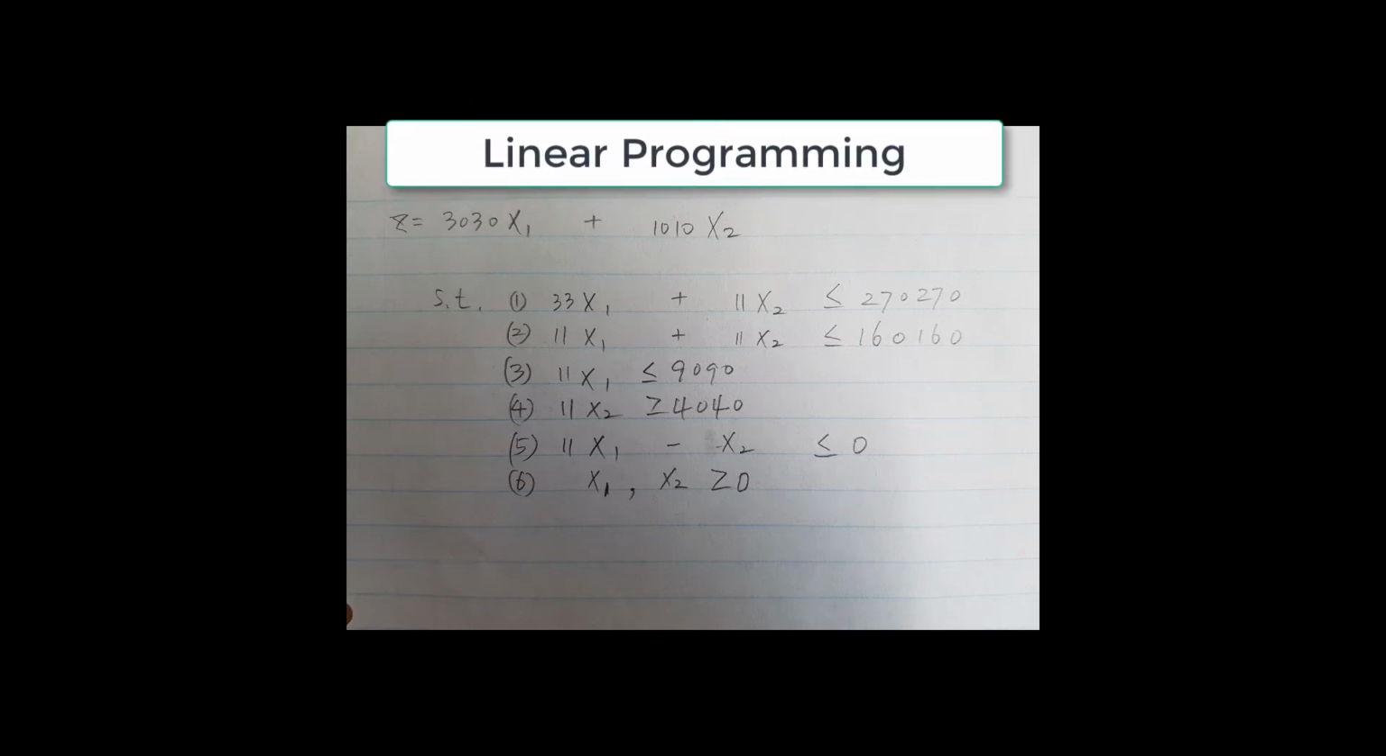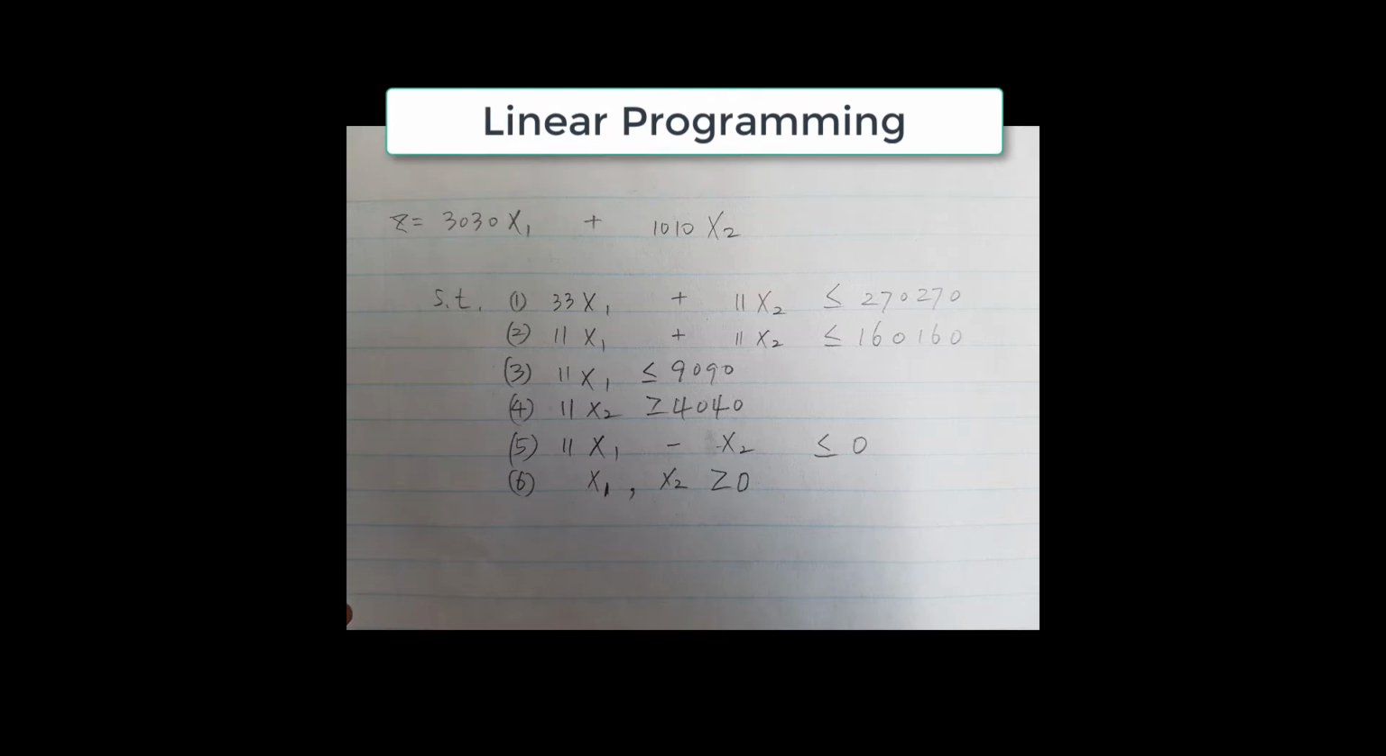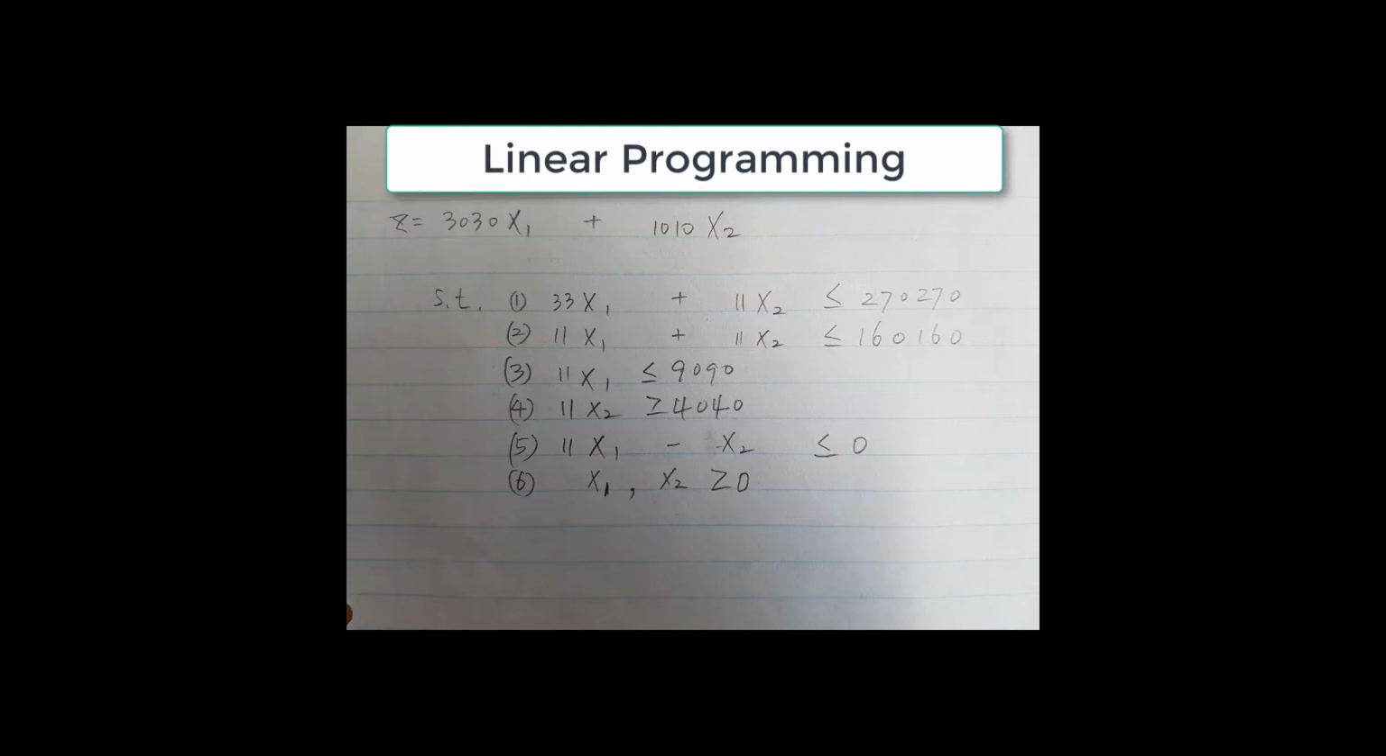Hi, in this question, we are going to solve this linear programming problem together. Here's the question. Maximize z equals 30x1 plus 10x2. Maximize this function given the constraints 1, 2, 3, 4, 5, and 6. And these constraints are given in the question.